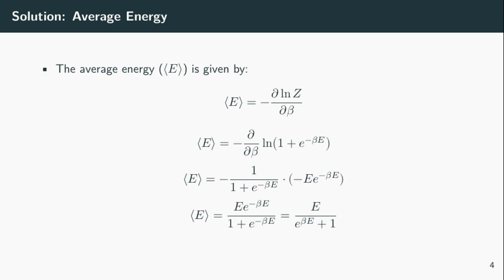Now that we have the partition function, we can calculate the average energy of the system. The average energy is given by this standard formula, using the negative derivative of the natural logarithm of the partition function with respect to beta. Substituting our specific expression for Z, we set up the calculation. Performing the differentiation, which uses the chain rule, results in this intermediate expression. Notice the two minus signs cancel out, simplifying the result to this form. We can also rewrite this by dividing the numerator and denominator by e to the power of minus beta E, giving us this final alternative expression for the average energy.